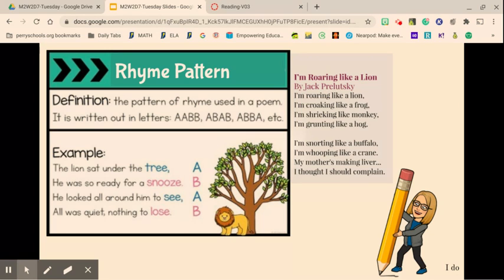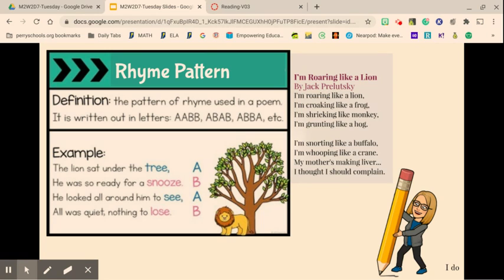So sometimes you have an ABAB pattern. So the first line and the third line would rhyme, and the second line and the fourth line would rhyme. Or you could have A, B, B, A. There are all kinds of different rhyming patterns that you could have. These are just some of the common ones.